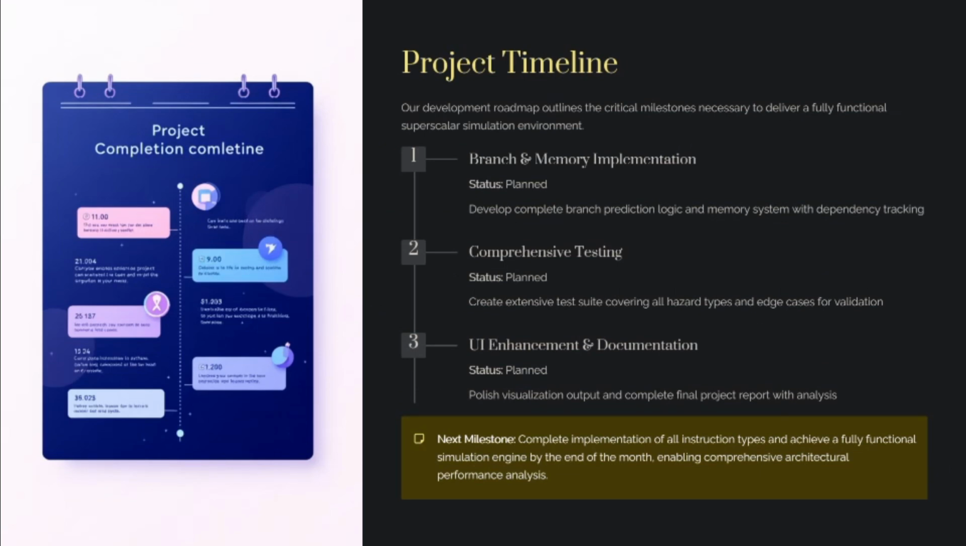Our project is nearing completion and the core execution engine is already working. Going forward, our focus is on completing branch prediction logic, implementing the memory access unit, and performing rigorous testing to handle edge cases and hazards. After that, we will polish the user interface and finalize documentation. Our target is to finish the complete simulation system by the end of this month and ensure it works accurately across different instruction patterns.